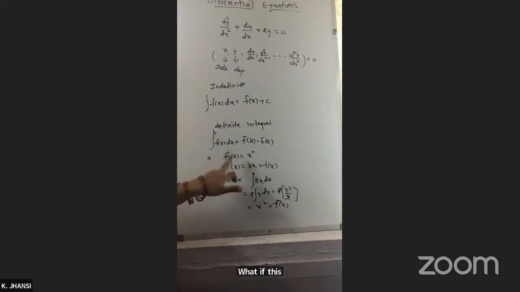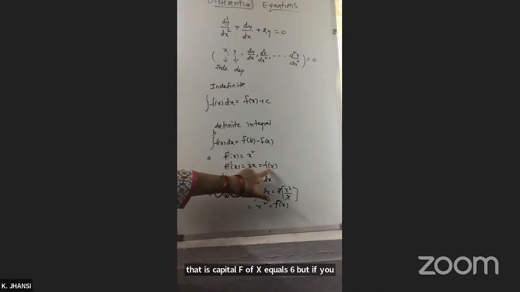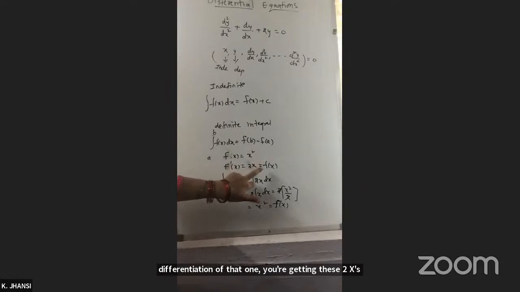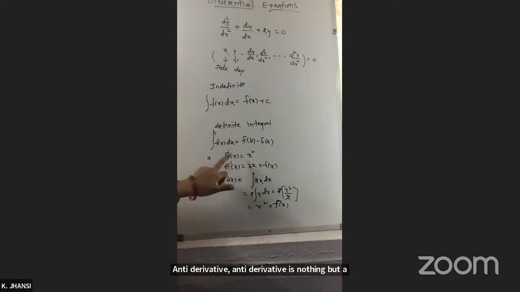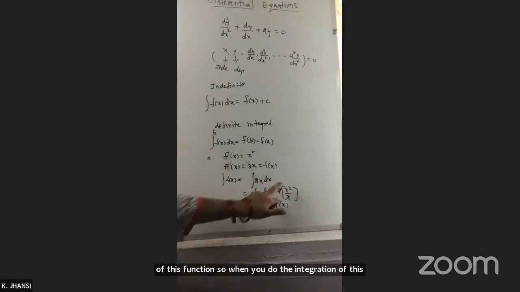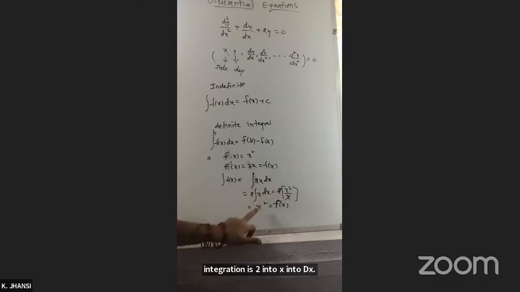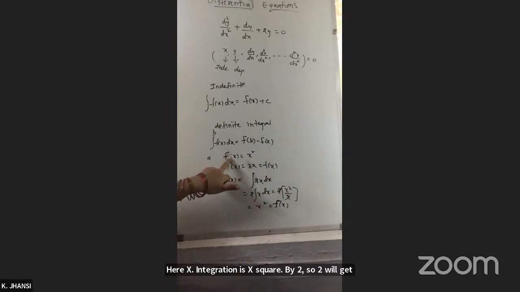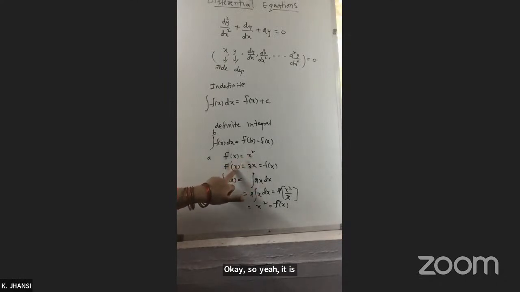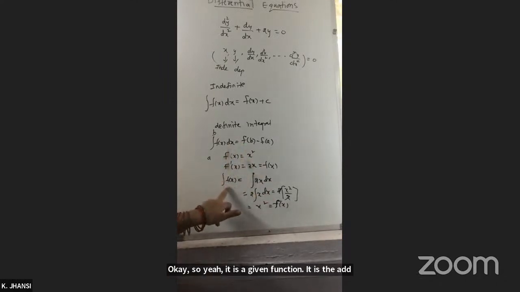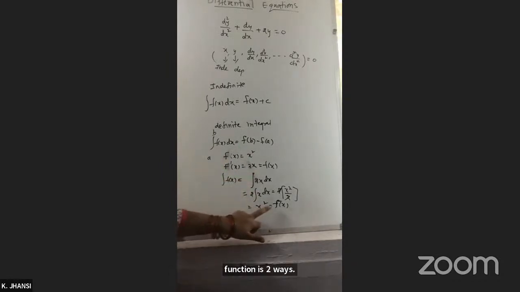So whenever you take any function capital F of x equals x square, if you do the differentiation of that, you get 2x. This 2x value is the antiderivative of this function. Antiderivative is nothing but the integration. So when you integrate 2 into x into dx, the integration of x is x square by 2, so 2 will get cancelled, giving x square. It is the given function, and its derivative is 2x. When you do the antiderivative of that function, we get the integration of that.